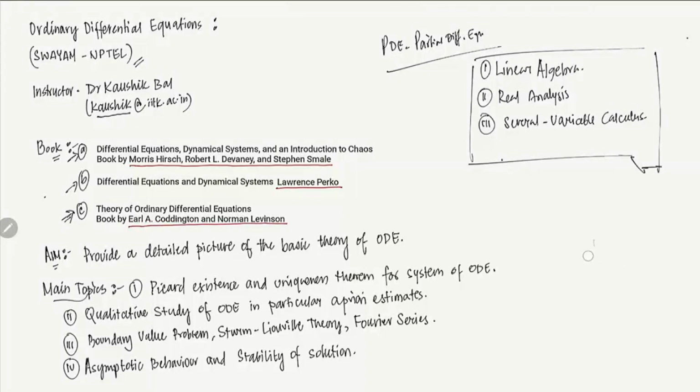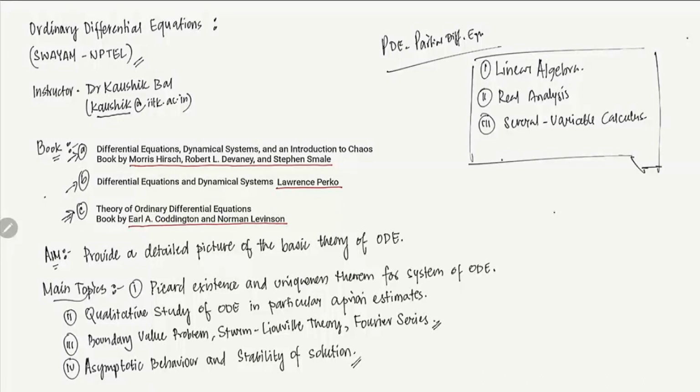That will be followed by boundary value problems, where we are going to study eigenvalue problems, which are very fundamental, not only in the study of ODE but also in PDE and other parts of mathematics. That will be followed by Fourier series, which in itself is a very important topic. We are going to finish this course with the last part, which is the asymptotic behavior and the stability of solutions.